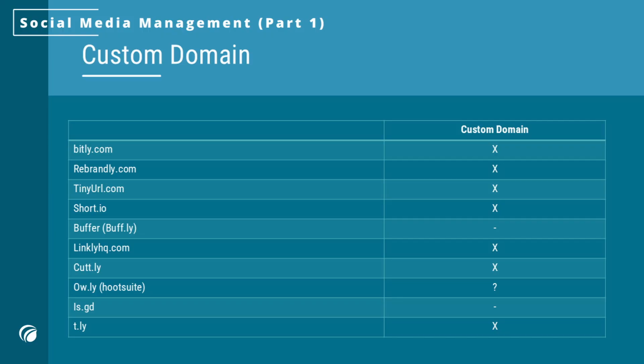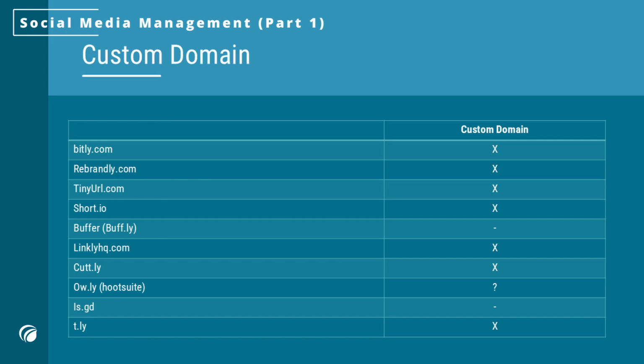So let's see who of those sites also support custom domains. Bitly supports custom domains. Rebrandly supports custom domains. TinyURL supports custom domains. Short.io is completely based on custom domains. Buffer. There's no requirement for this kind of tool. Linkly HQ supports custom domains.